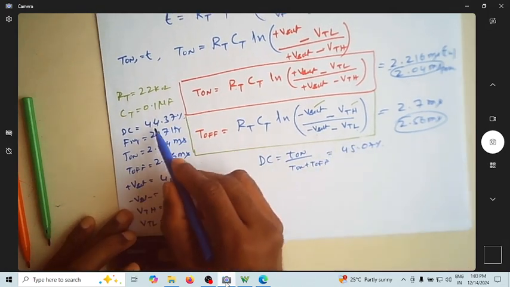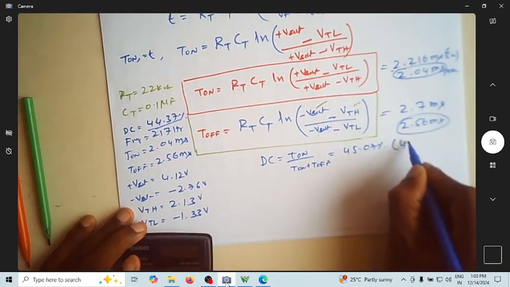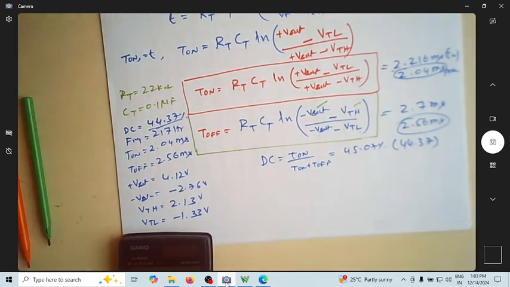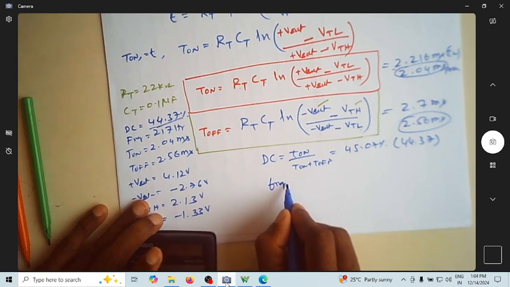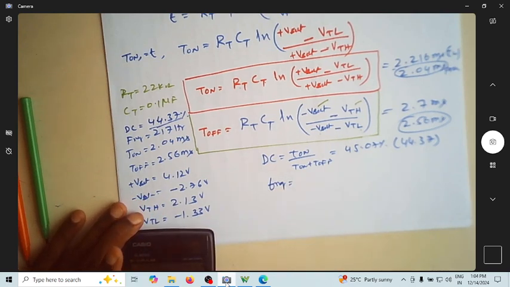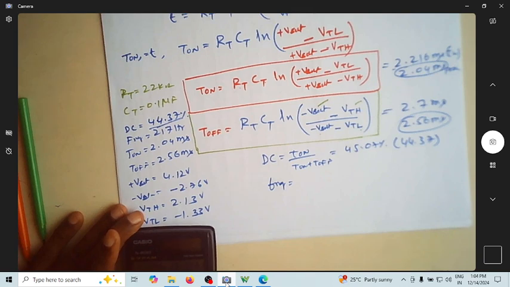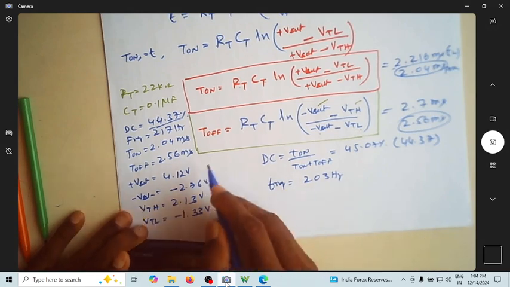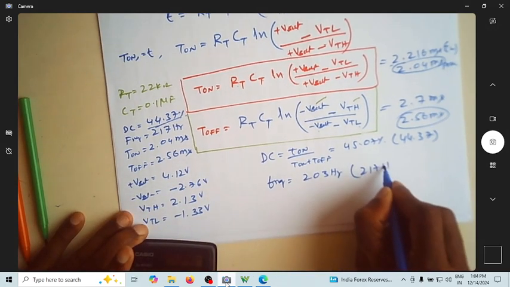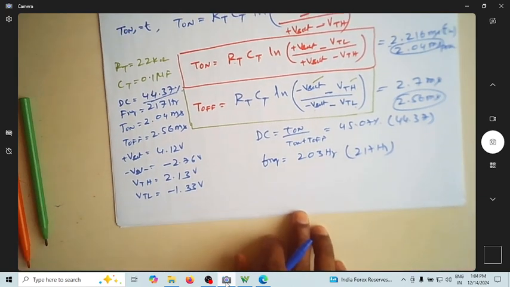45.07% is my duty cycle, and 44.37 is my practical duty cycle. Let me find the frequency. Let me take out this value. So this is the inverse of T on plus T off, which is now 203 hertz. Practically I got 217 hertz, which is not too far away from your expected value.